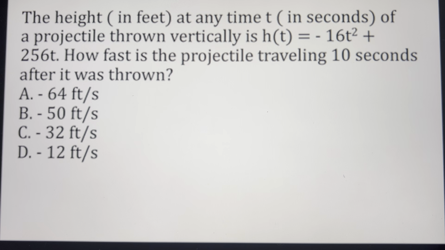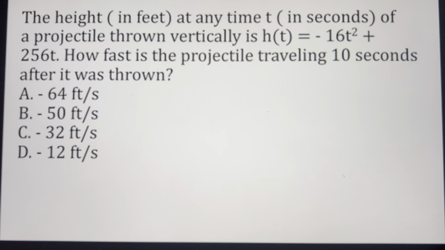The height in feet at any time t in seconds of a projectile thrown vertically is h of t equals negative 16t squared plus 256t. How fast is the projectile traveling 10 seconds after it was thrown?